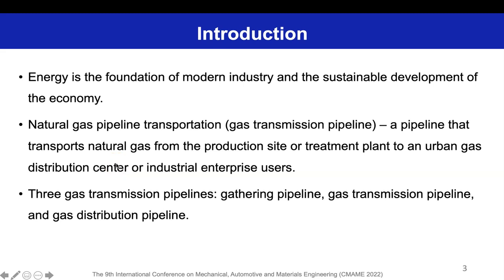Now, in terms of energy requirements in Vietnam, it is very important to understand that industry is developing in Vietnam, and energy is the foundation of modern industry and sustainable development of the economy. In this scenario, natural gas pipeline transportation is the most important parameter to understand when we are talking about energy. Natural gas pipelines are basically pipelines that transport natural gas from a production site or treatment plant to an urban gas distribution center or industrial enterprise users.